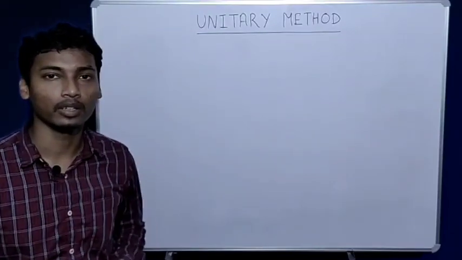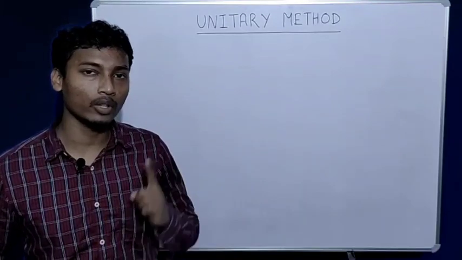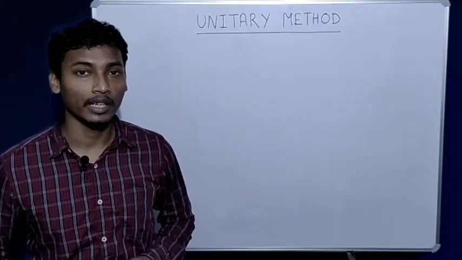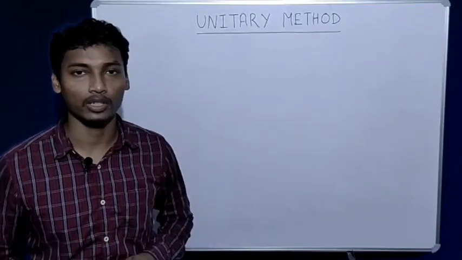What is unitary method? Unitary method is a method to find the value of one unit of a given quantity in order to find the value of the required number of units of that quantity.